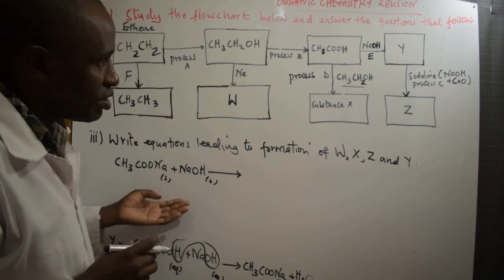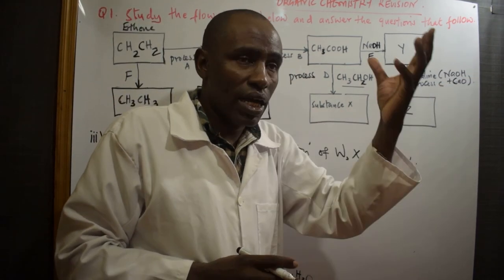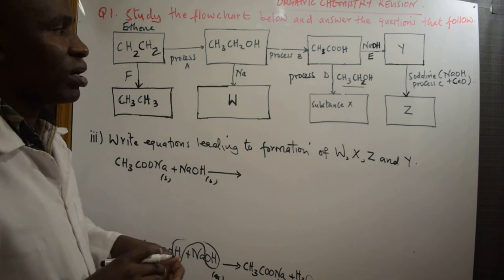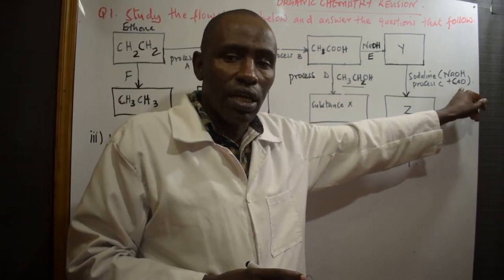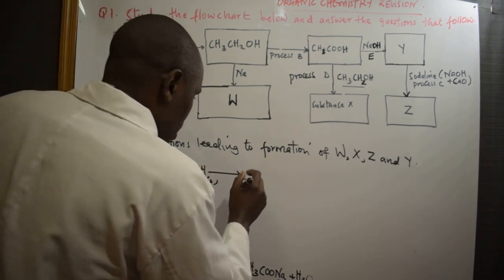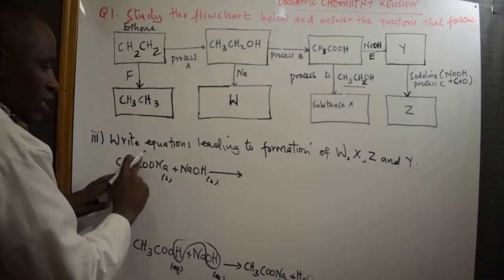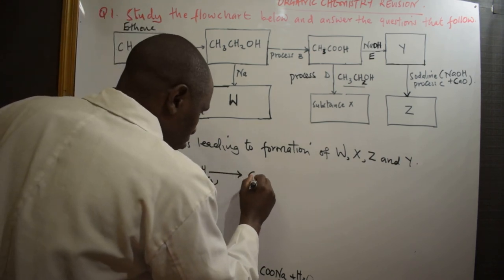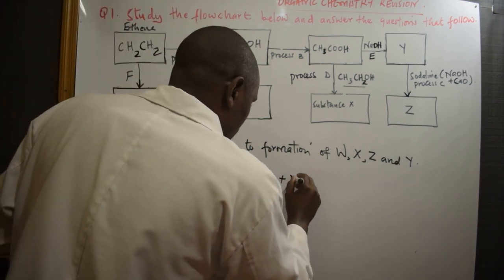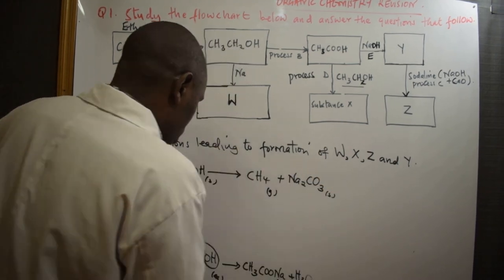To keep the mixture dry, remember sodium hydroxide is deliquescent. It's able to absorb water from the atmosphere. Therefore, to keep the mixture dry, we require a drying agent. In this particular case, we are going to have calcium oxide. So basically, the CH3 takes up this hydrogen, and we have CH4, which is methane, and the remaining part gives us sodium carbonate. That's what we are talking about.